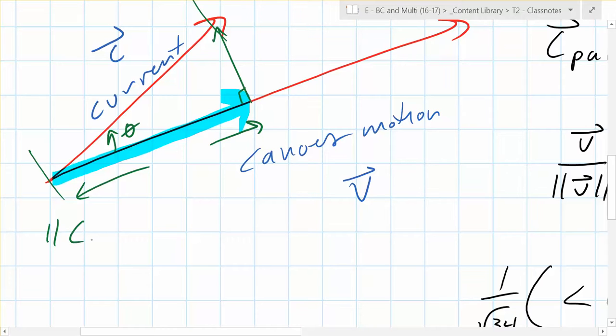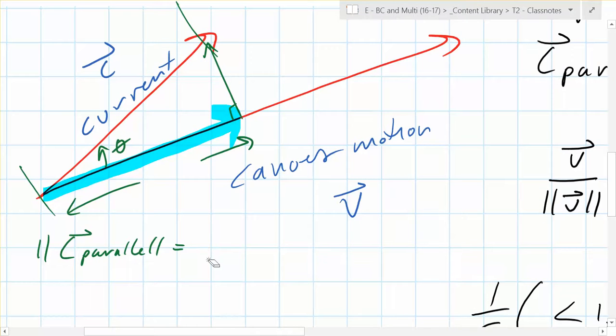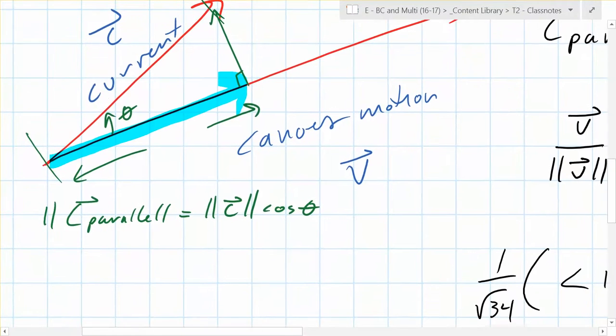We know that the magnitude of C parallel is going to be equal to what? The magnitude of what? Anybody have an idea? The magnitude of C times what? Cosine of theta. Is that true? Do you agree with that? How do you know that's true? Well, cosine of theta is adjacent over hypotenuse, right? So is that true? Yes.